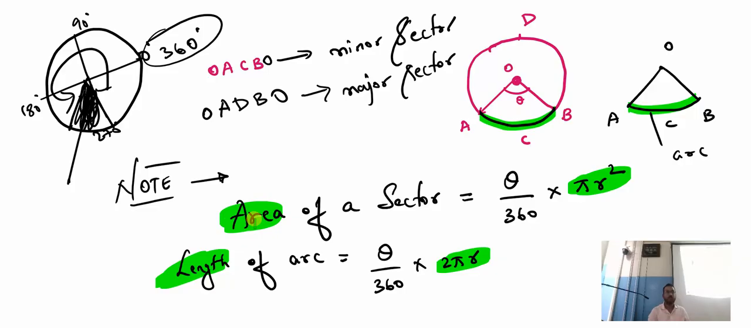Understood till here? Sir, is the concept clear? Understood the concept of sector?